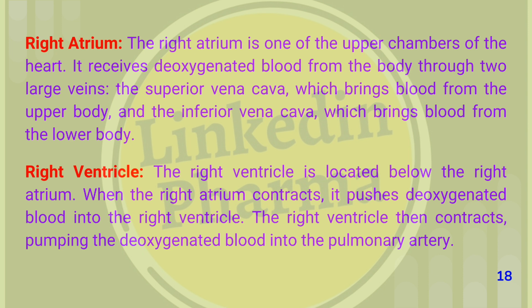Right ventricle. The right ventricle is located below the right atrium. When the right atrium contracts, it pushes deoxygenated blood into the right ventricle. The right ventricle then contracts, pumping the deoxygenated blood into the pulmonary artery.